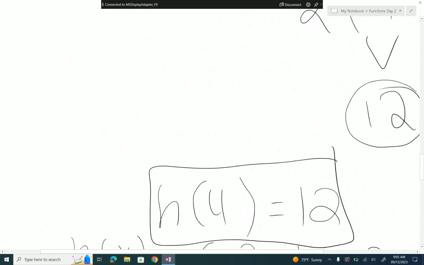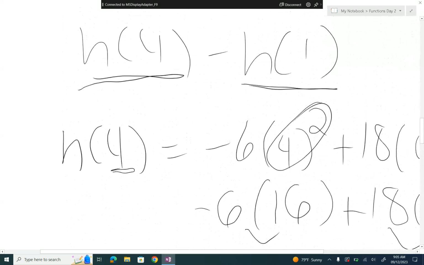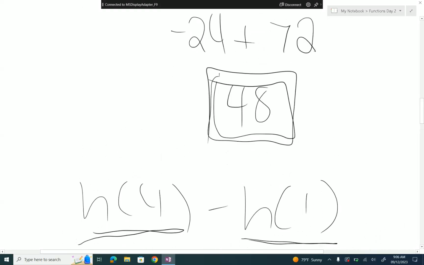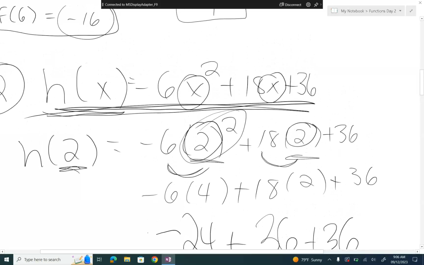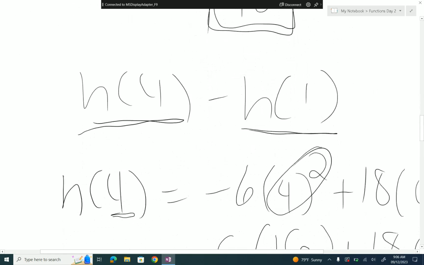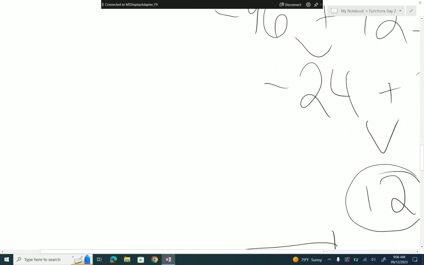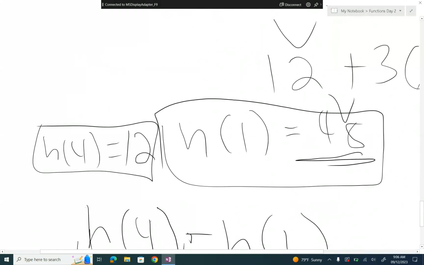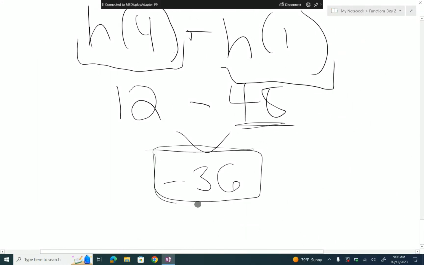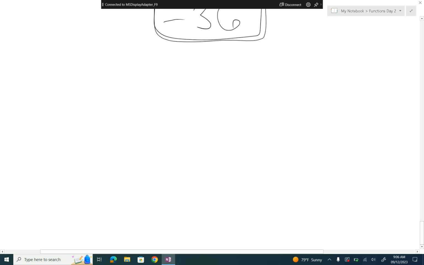So going back, we had a function called h of x, and we were told that it equals negative 6x squared plus 18x plus 36. We wanted to solve for h of 4 minus h of 1. So we found h of 4, we found h of 1, and we just subtracted the two. That is our final answer. Do you guys feel like you have enough space? No. Sorry, I tried to make them bigger this time, but it's still a lot, isn't it? Next one should be a little shorter, though.